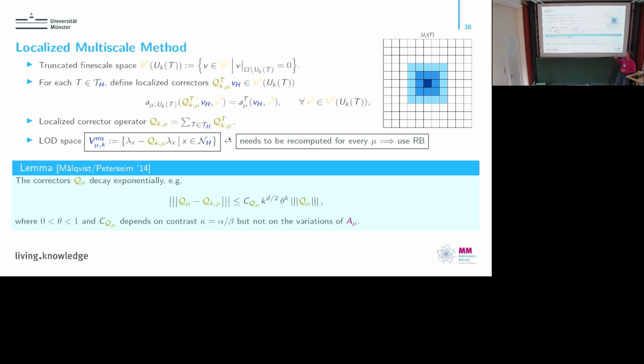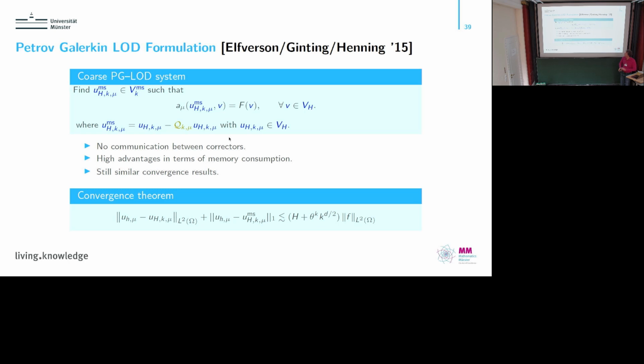And you all know that there is the additional localization step where you go towards patches, and then you compute this element-wise by solving these corrector problems. Then you get the multiscale space by the identity minus the corrector, which is the sum of the element contributions of the corrector. And of course, you have the exponential decay. Then we go into a Petrov-Galerkin setting, so we use this space only as a trial space, and we use the original finite elements as test functions.